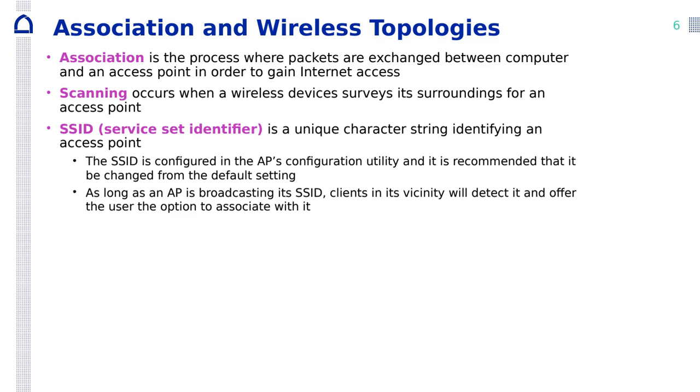SSID is the service set identifier. It is a string identifying an access point. It is configured in the AP, a configuration utility, and it is recommended that it be changed from the default settings, of course, for security. When you buy an access device, change the name. Don't use the default. Even change the password, of course.